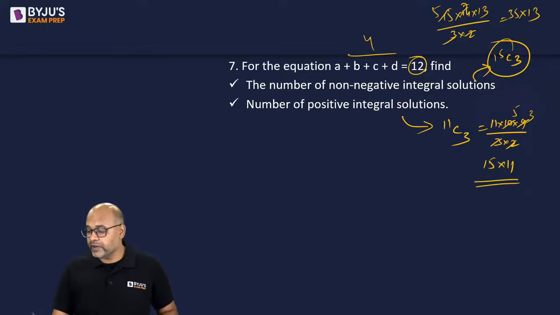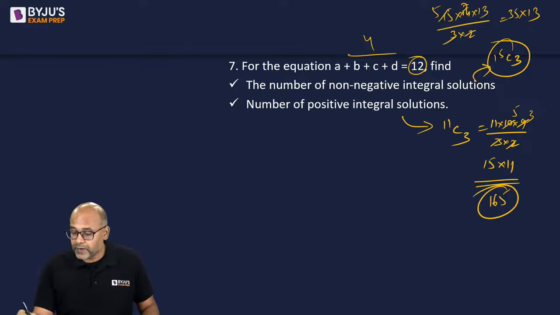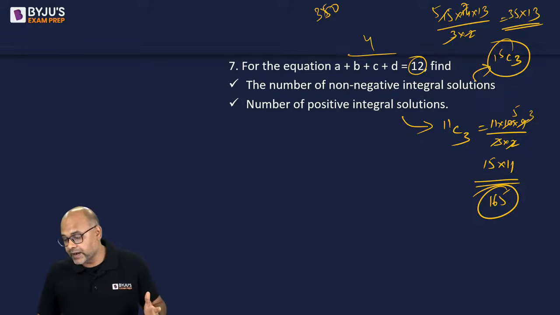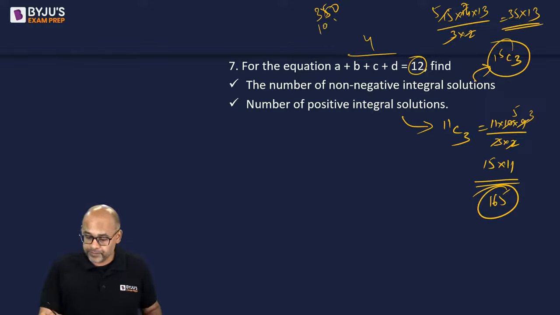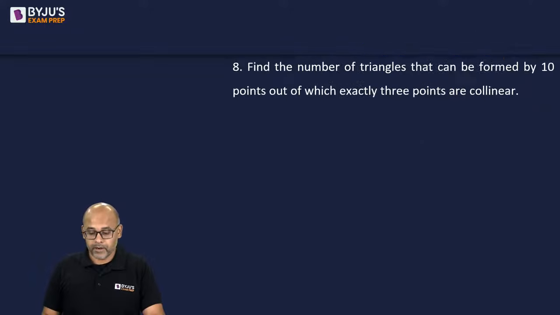So 15 into 11 is 150 plus 15, 165. And 35 into 13 is 350 plus 35 into 3. 35 into 3 is how much? 105. So 455. So the answers are 455 and 165. So first answer is 455. Second answer is 165. Okay.